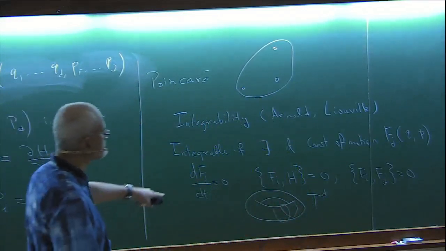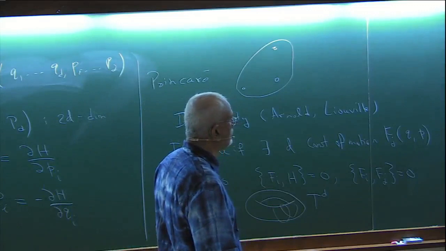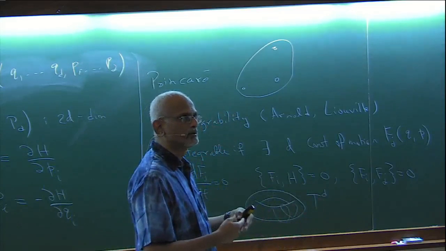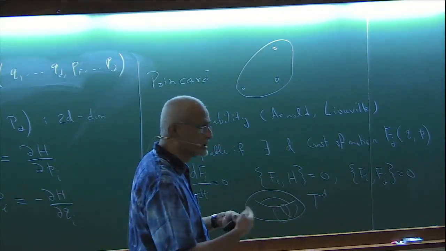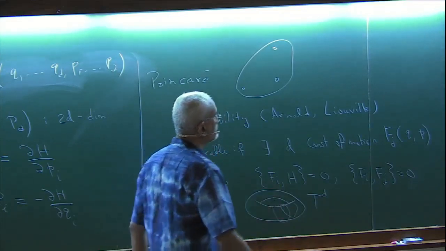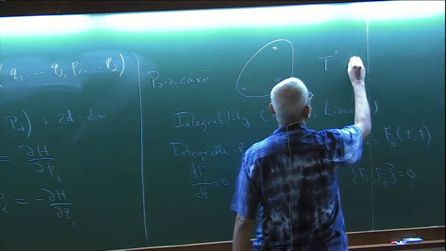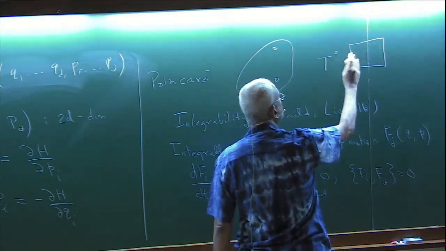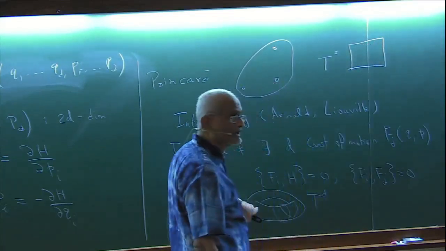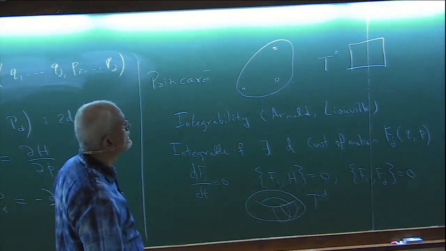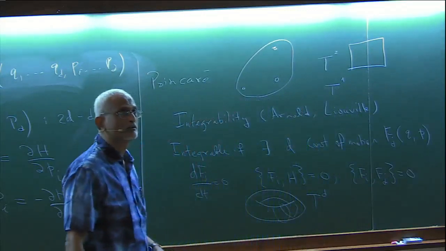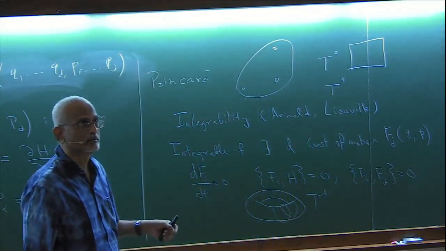Basically, these f_j act like actions, and the conjugate variables are the angles, and these angles evolve in a trivial manner. They are just rotations with constant velocities, or frequencies. Recall that a two-dimensional torus is just a square with opposite sides identified, which is topologically that. What is T1? A torus in one dimension is just a circle, right?